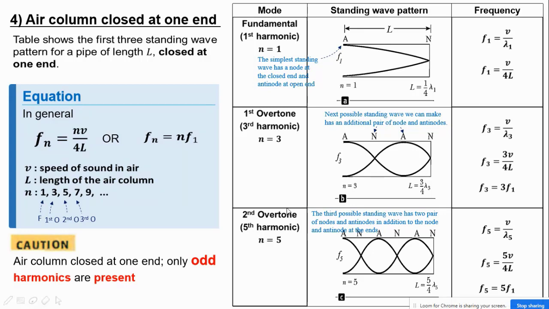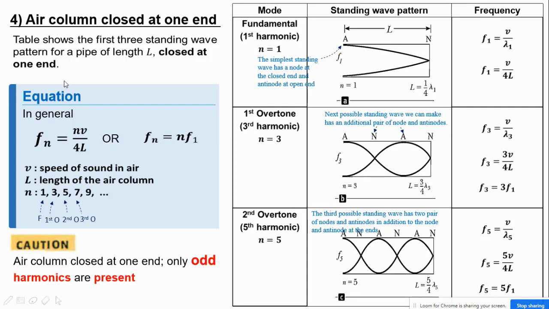For the second overtone, which is the fifth harmonic, n equals 5, the third possible standing wave has 2 pairs of nodes and antinodes in addition to the node and antinode at the ends. So this is the drawing and labeling. And our total length of the tube equals 5 over 4 lambda 5. And our f5 equals v over lambda 5. So our lambda 5 equals 4L over 5. So we have this formula as written here. And the relation between f5 and f1 is f5 equals 5 times f1.